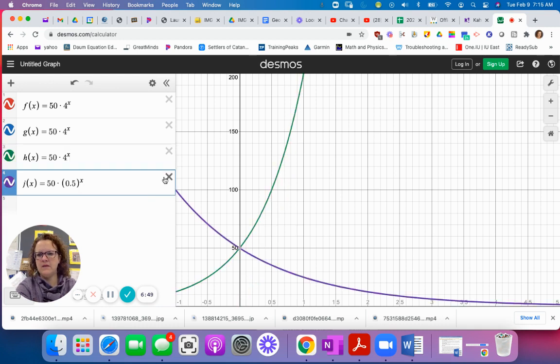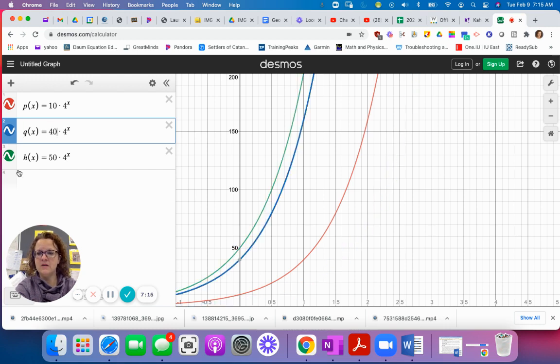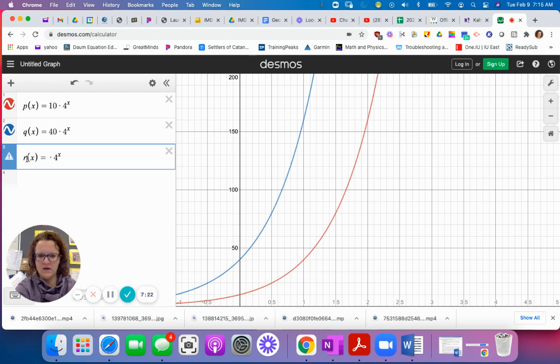And then we don't need J of X. But we're changing A, so our initial value is going to be changing. Okay, for P of X, our initial value is 10. And then for Q of X, our initial value is 40. So what's that going to do? Our initial value is 40, so that's our vertical intercept. For time equals 0, you have 40 of whatever we're talking about. And then R of X, our initial value is 100.